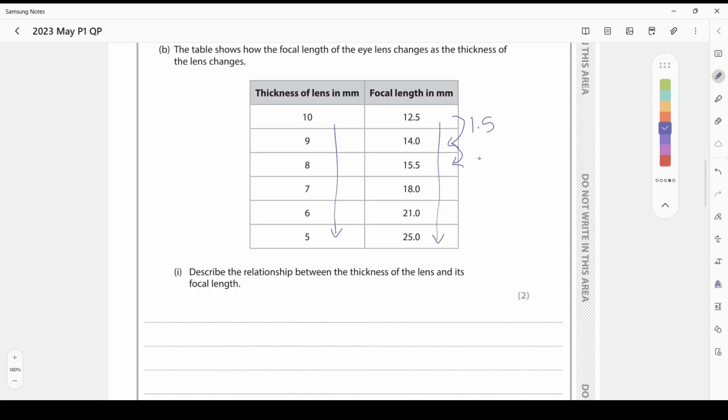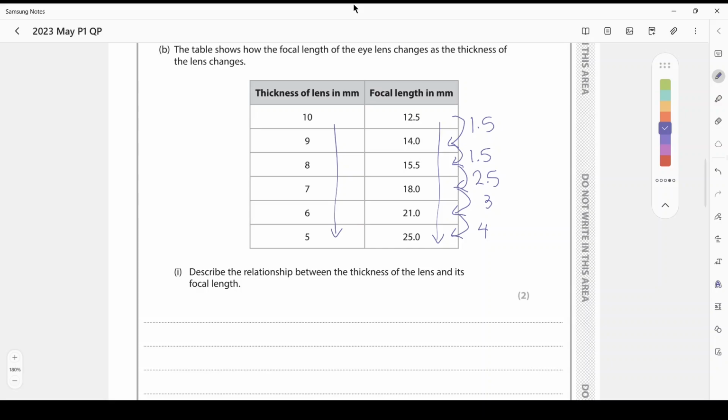From 14 to 15.5, that's a difference of 1.5 again. But from 15.5 to 18, that's a difference of 2.5. This is a difference of 3. This is a difference of 4. So the intervals get larger as the thickness of lens decreases.